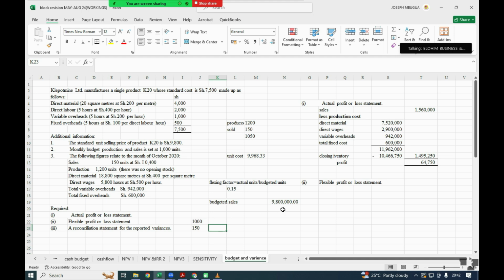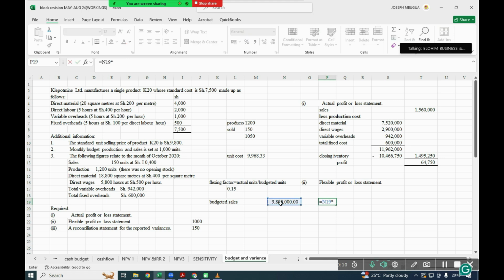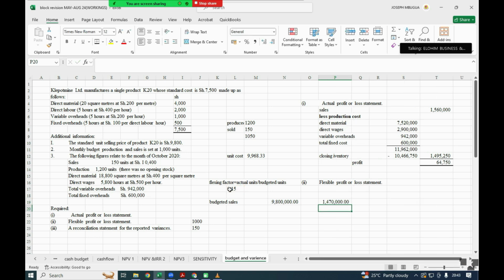Okay, so having said that, we need now to prepare the flexible budget. And I was explaining that for you to get this, there are two ways to get the flexible. You either first calculate the budgeted, then you use the flexing factor. If we are to flex these, we shall take 98 and multiply by the flexing factor, so that it will give us 1,470,000 as our budgeted sales under the flexing factor.